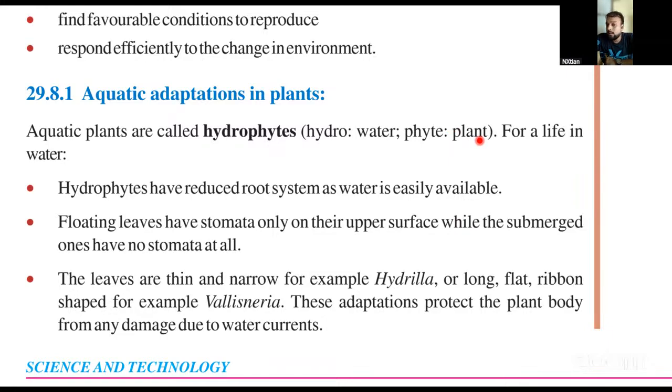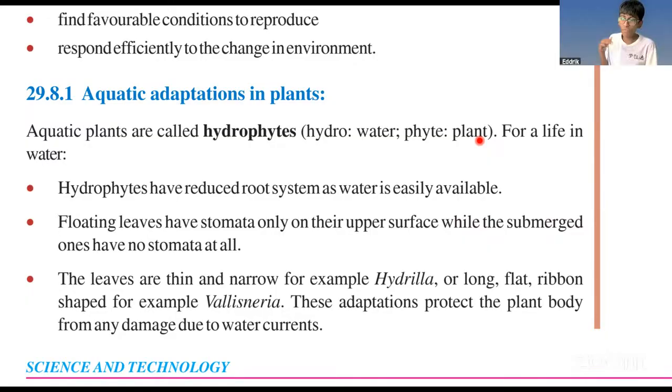Like the terrestrial plants, which we learned have long roots to reach the underground water, hydrophytes are living in water only. They don't need long roots to reach out to the water because they are in the water. So their roots should be short as compared to terrestrial plants. This is called an adaptation for them.